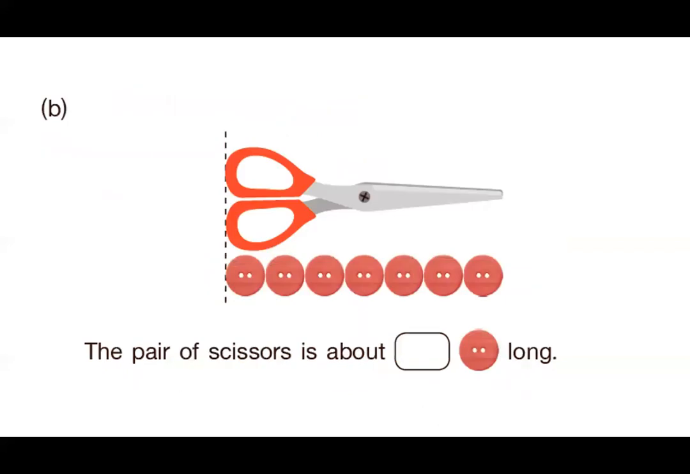Part B. Look at this pair of scissors. What is its length? Now here we are using buttons. So let's count and see. 1, 2, 3, 4, 5, 6, and 7. So we say that the pair of scissors is about 7 buttons long. So we have to write 7. Okay. All right.